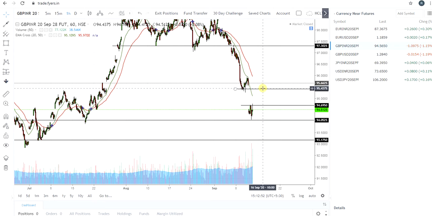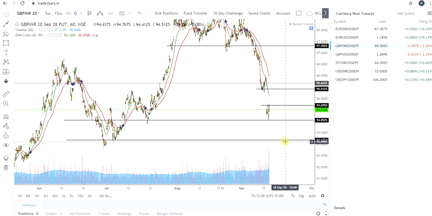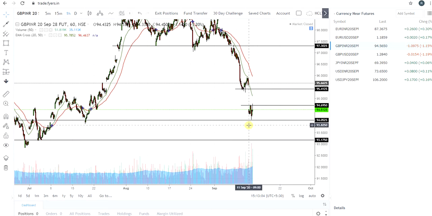But if these two levels provide enough resistance, price will likely not be able to go above and can test towards the 93 level again. So for right now, the immediate trend is expected to be sideways between these two zones unless there is a big gap down again or gap up above this level.